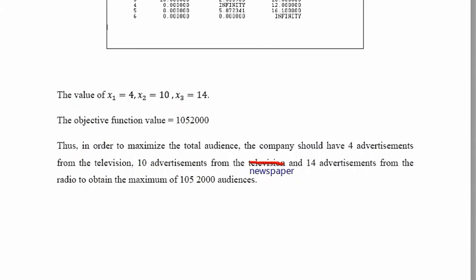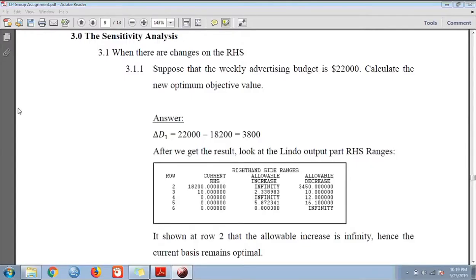The solution for this problem: x1 is equal to 4, x2 is equal to 10, and x3 is equal to 14. The objective function value is 1,052,000. Thus, in order to maximize the total audience, the company should have 4 advertisements from the television, 10 advertisements from the newspaper, and 14 advertisements from the radio to obtain the maximum of 1,052,000 audience. The next topic is the sensitivity analysis.